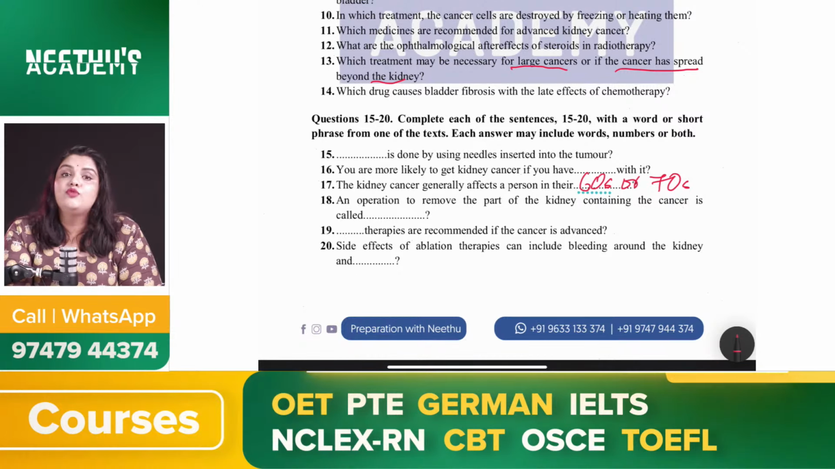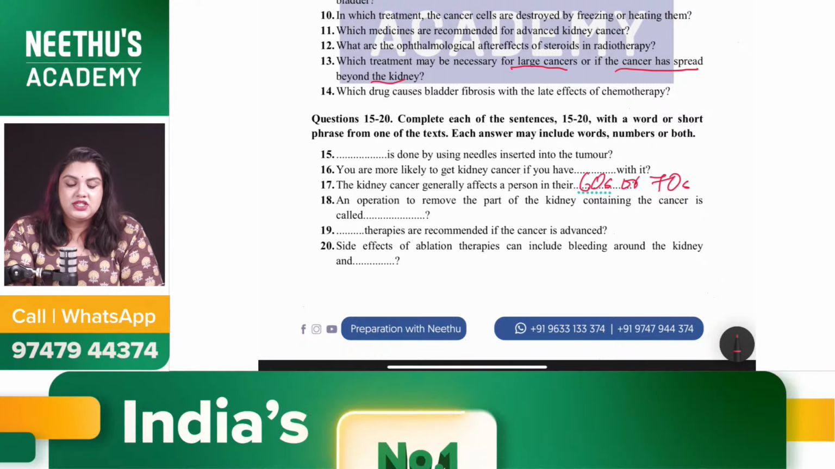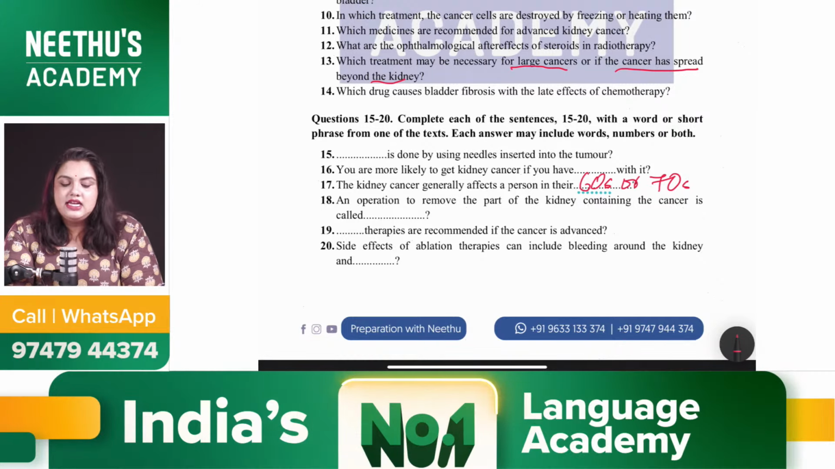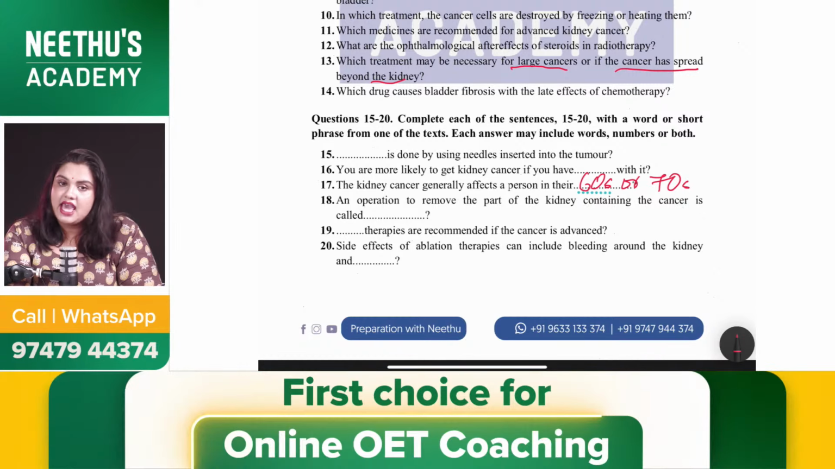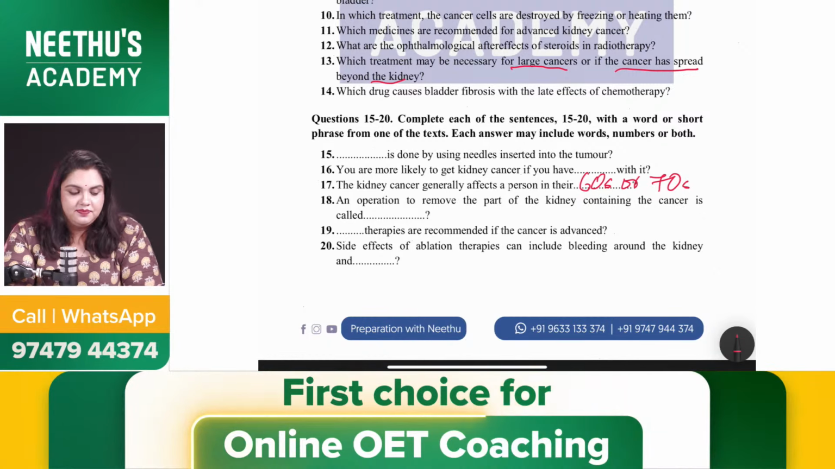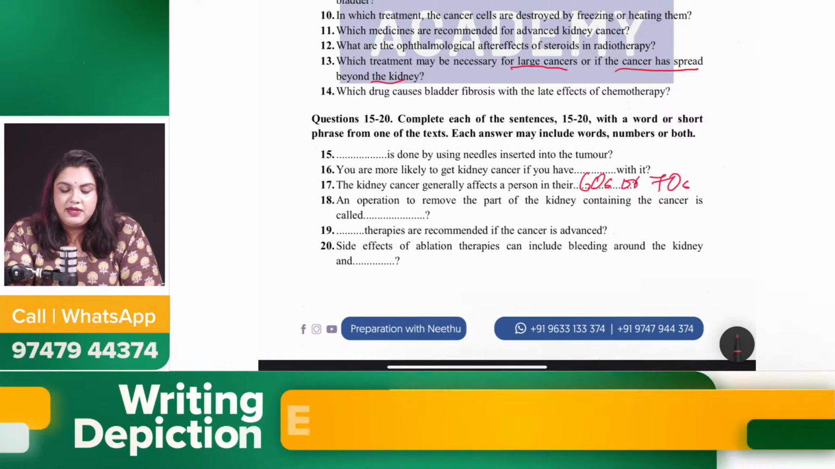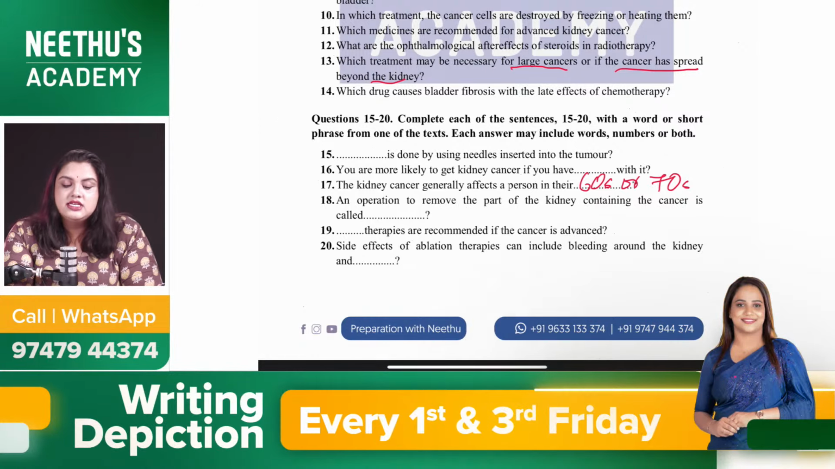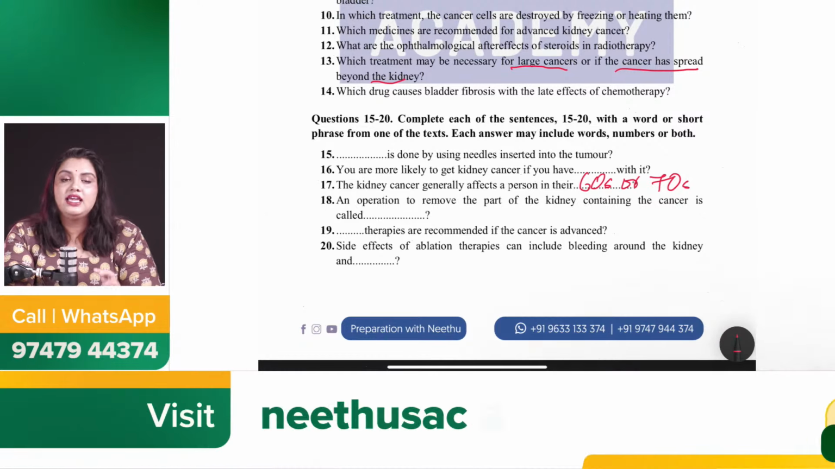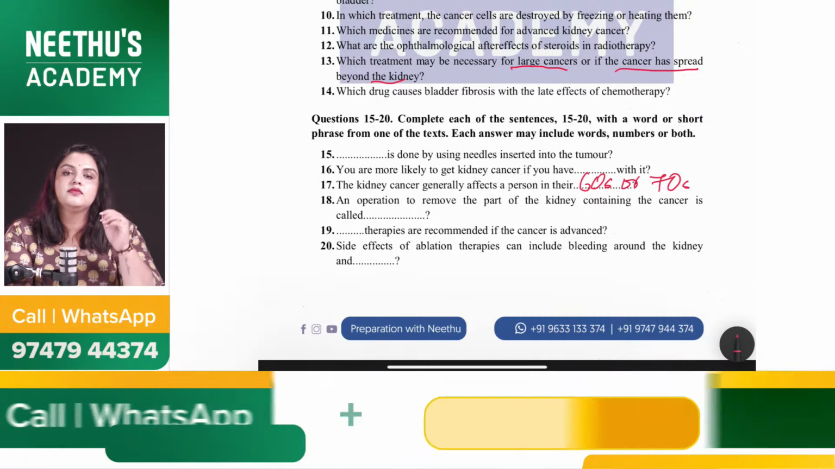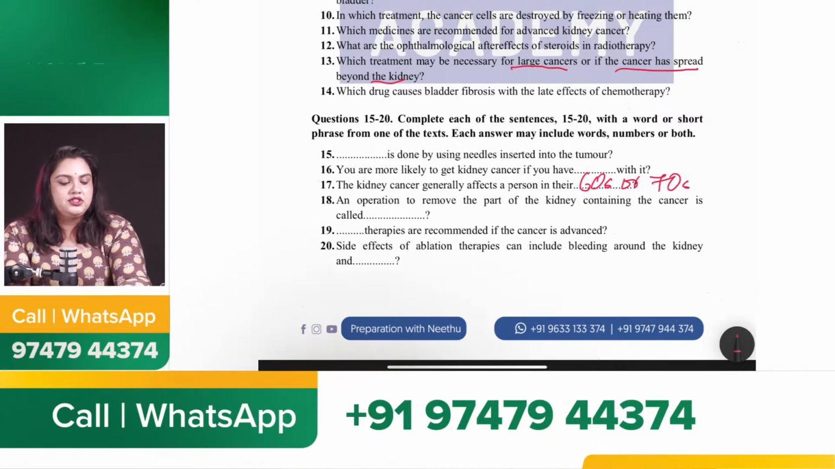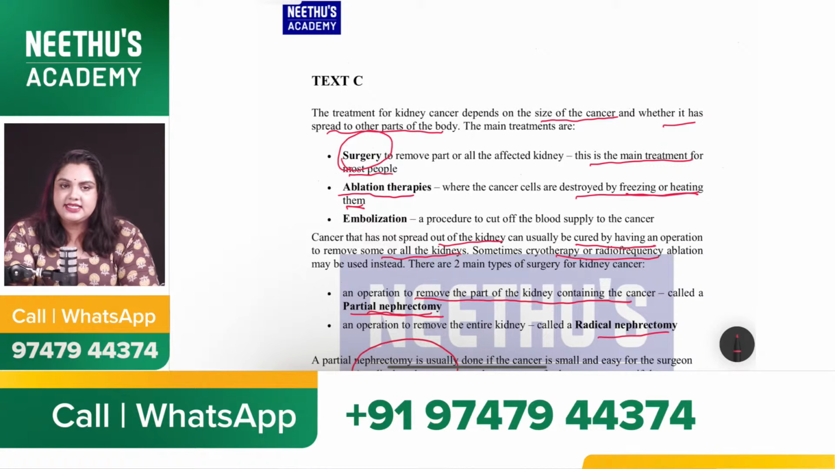All right, moving on to the last question, question number 20. The side effects of ablation therapies can include bleeding around the kidney and dash. I'm repeating. Side effects of ablation therapy can include bleeding around the kidney and dash. Again, where did we discuss the ablation therapy? We discussed that in text C.